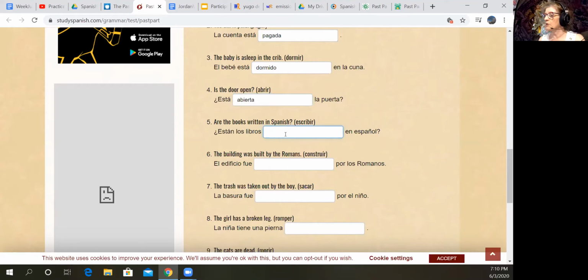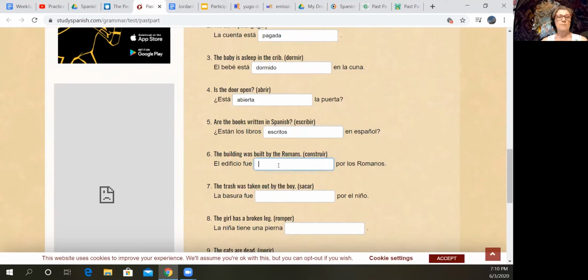Okay. And we're going to use escribir. Here comes an irregular. So I'm going to give you the first part, escrit. ¿Están los libros escritos? Escritos. This is an irregular. It's not an ado ido. Están los libros escritos en español. Desgraciadamente, unfortunately, the irregulars for past participles are kind of hard to avoid because they wind up being very, very frequently used words.